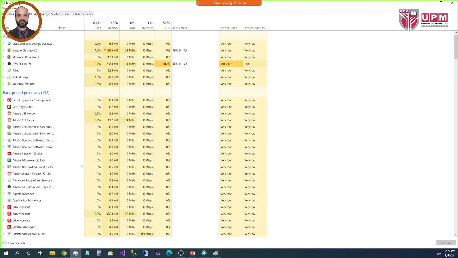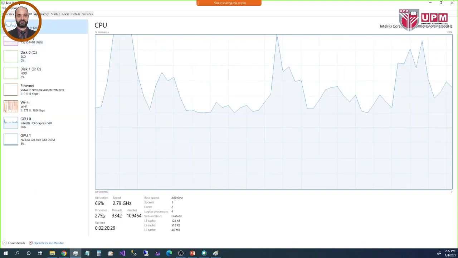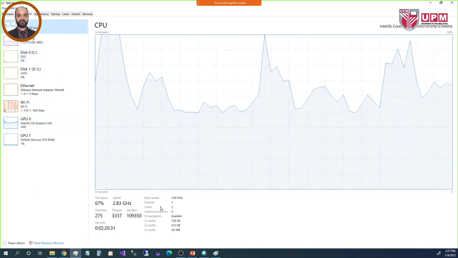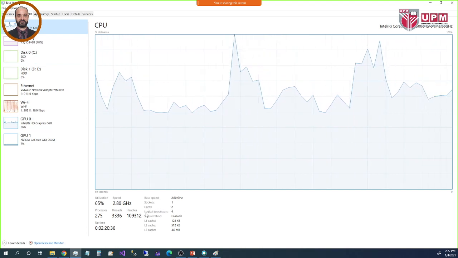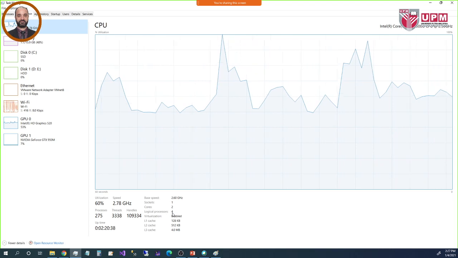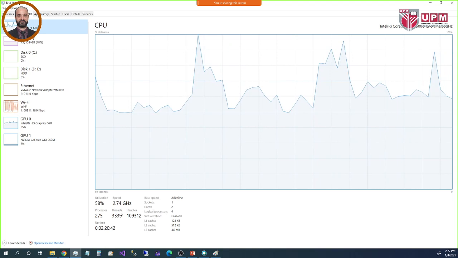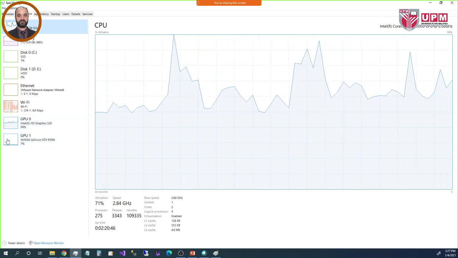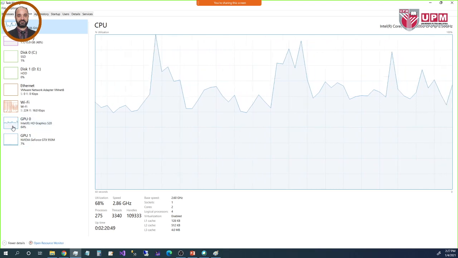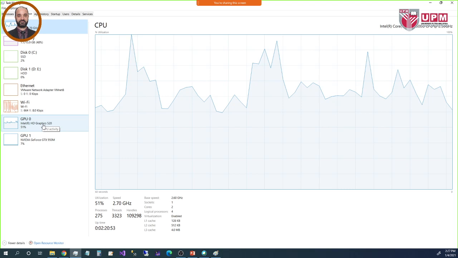Okay, here we can see the performance. If we go to Performance, we can see the CPU here. You can see we have 2 cores and 4 logical processors. Also, this machine has 2 GPUs, GPU 0 and GPU 1. So this can also do processing, depending on the applications that we use.